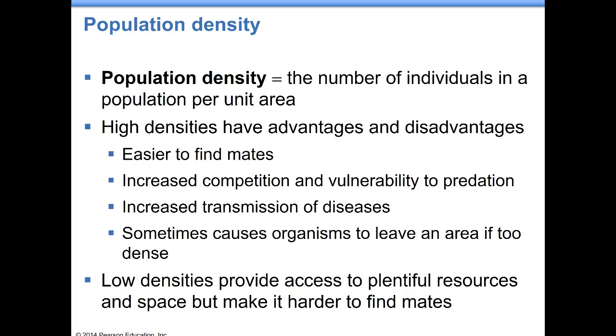Low densities, however, provide access to plentiful resources and space, but it makes it harder to find mates, makes you more vulnerable to the predators, and can actually cause organisms to disappear from that area if there are too many predators.